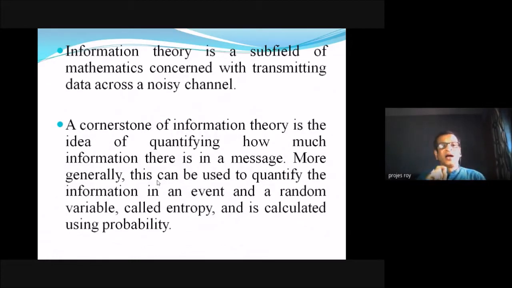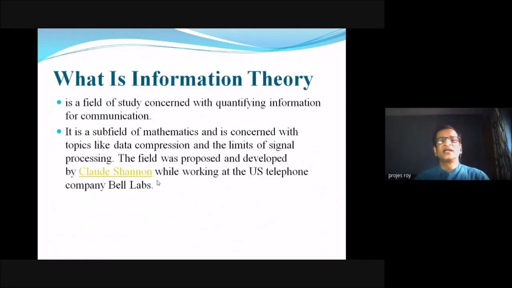Now, a cornerstone of information theory is the idea of quantifying how much information there is in a message. More generally, this can be used to quantify the information in an event and a random variable, called entropy, and is calculated using probability. Here you can see what information theory is: a field of study concerned with quantifying information for communication.